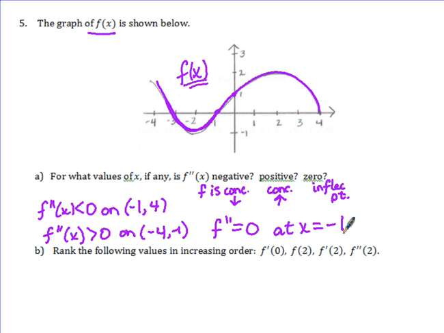Again, if you said that inflection point is happening at x equals 0, that's fine. I think my graph is a little ambiguous. It will not be that unclear on the test.